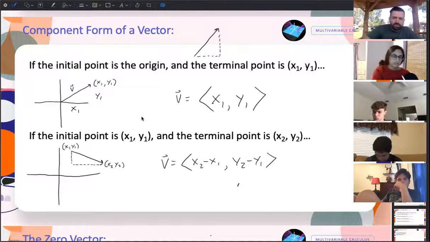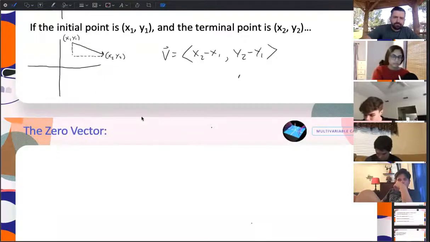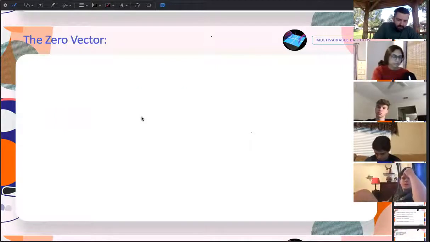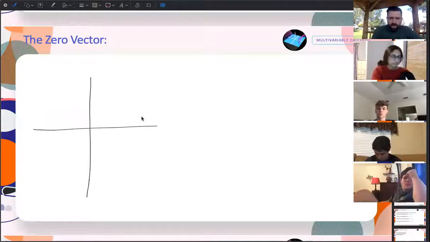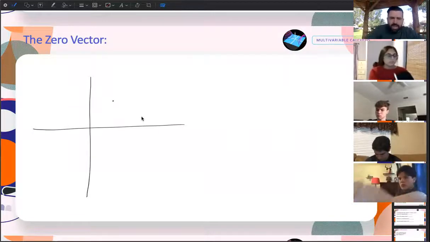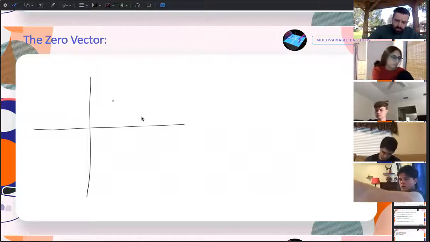Okay, the 0 vector is a pretty simple concept. It's like thinking of 0 in any other math class. It'll look like a point, right? Because it has no horizontal or vertical components. So our 0 vector has components 0 and 0.